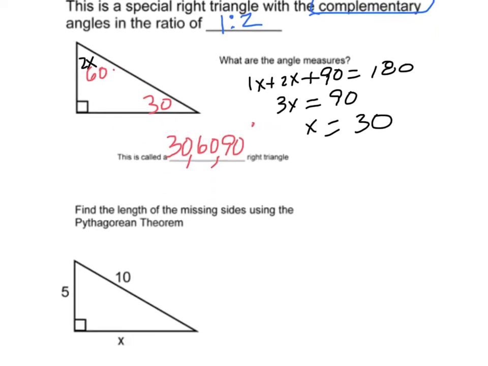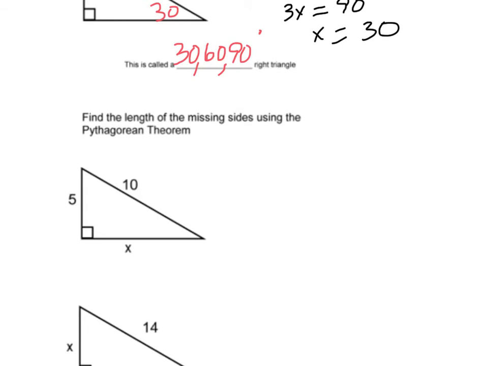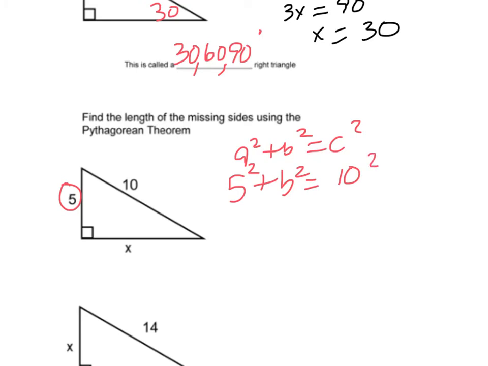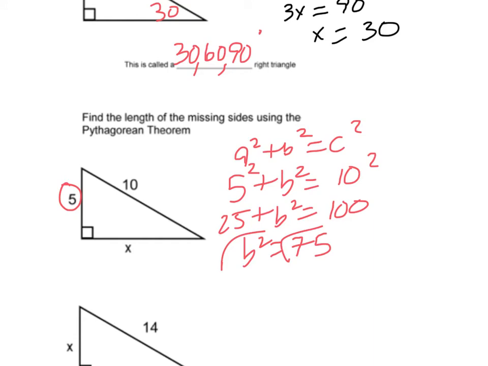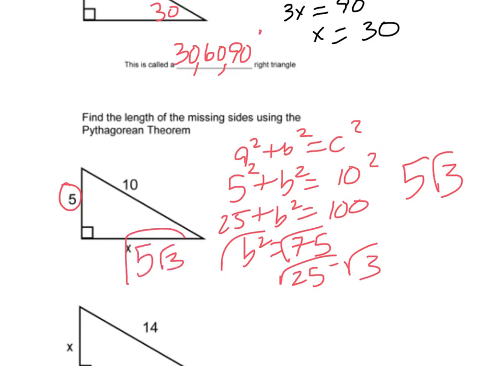So let's take a look. It says find the length of the missing sides using the Pythagorean theorem again. So I'm going to write a squared plus b squared equals c squared. Notice in this case the 5 is my a or b, it doesn't matter, and it's equal to 10 squared, or my hypotenuse. So this gives me 25 plus b squared equals 100, b squared equals 75, and I'm going to break that down into 25 and 3, and I wind up with 5 root 3. So that's this side right here, 5 root 3.